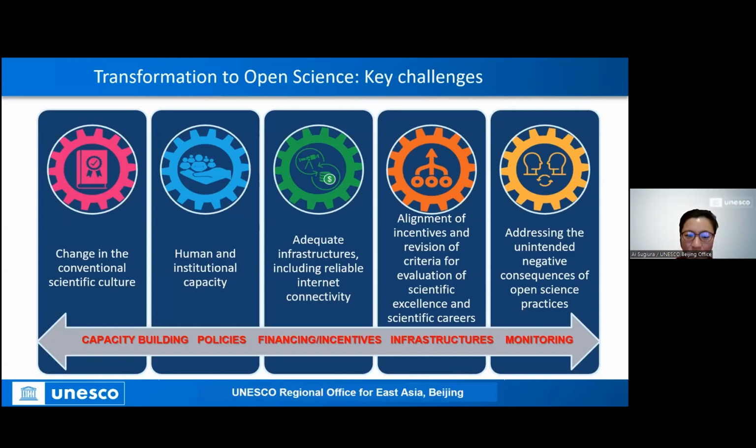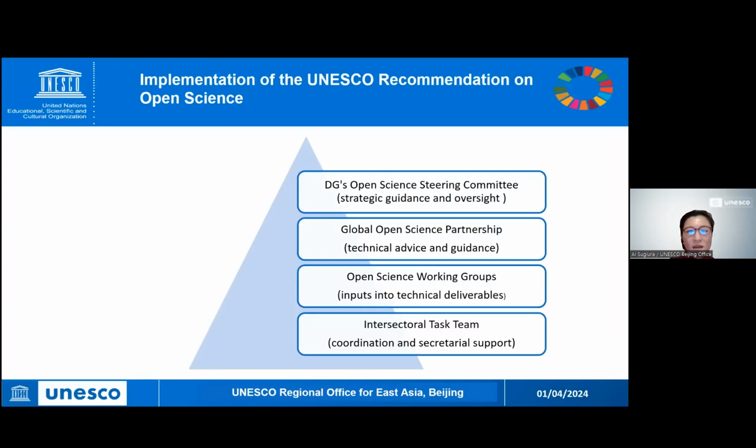One on capacity building, one on policies, one on financing and incentives, one on infrastructure, and one on monitoring. And we have a strategy at UNESCO to implement this recommendation. So it comes in like 4 steps. So first, our Director General has an open science steering committee. So this committee is like a group of experts, and they give the strategic guidance and the oversight of the recommendation and its implementation and so on.